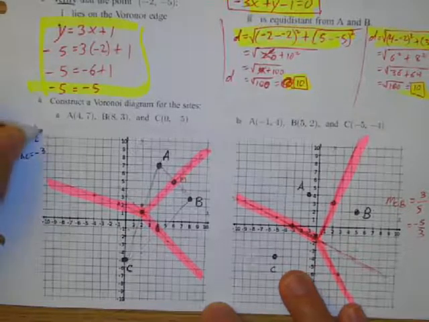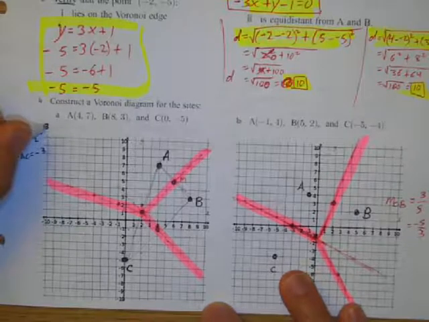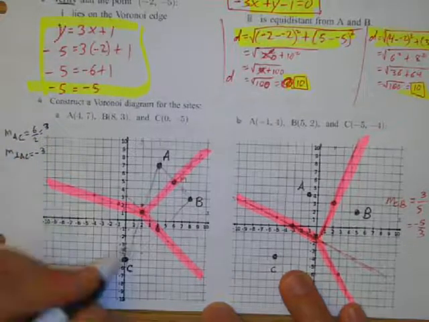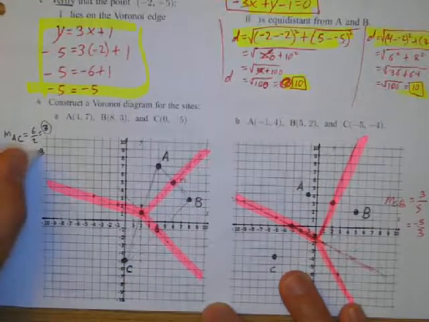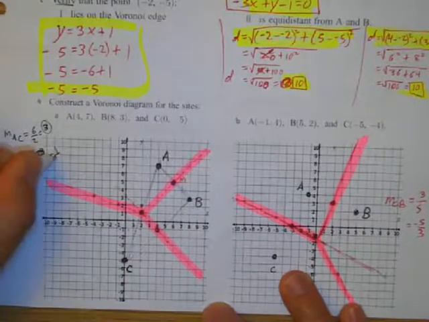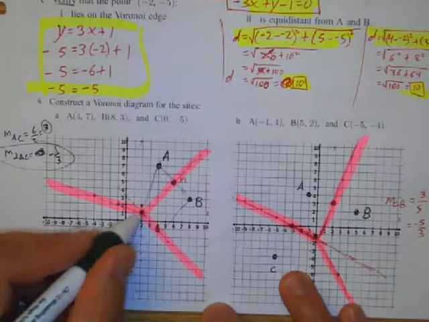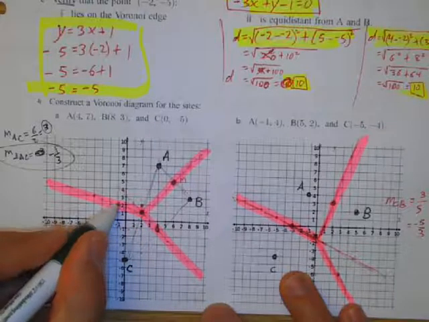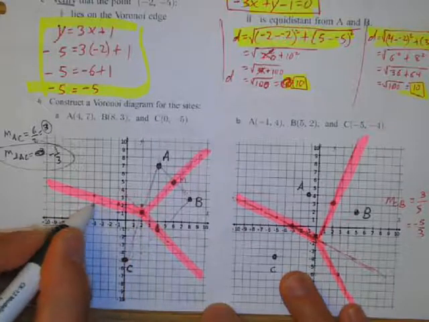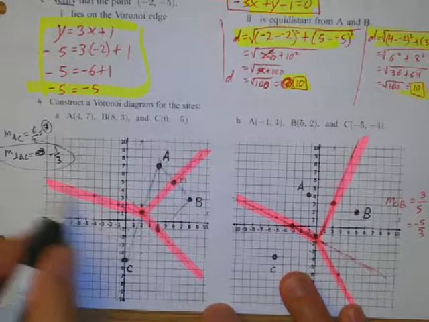Well, this is a slope of 3 for this line here. So the perpendicular slope is going to be negative 1/3. So going through this point, negative 1/3, down 1 over 3. Okay, and so you can see this pink line here has a slope of negative 1/3.